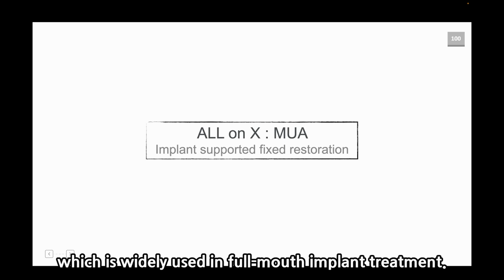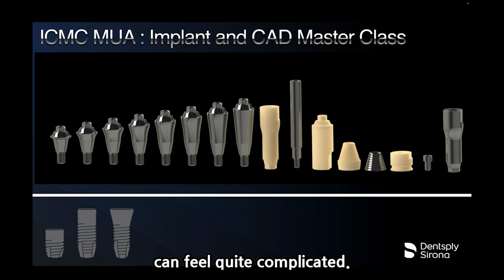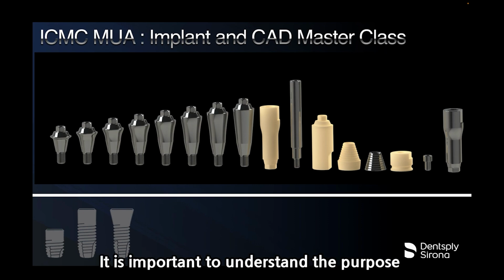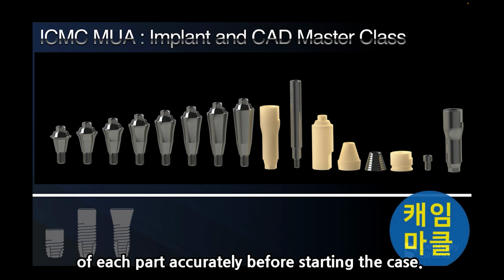Let's learn about Oronex, which is widely used in full mouth implant treatment. Sometimes the prosthetic part used in this treatment can feel quite complicated. It is important to understand the purpose of each part accurately before starting the case.